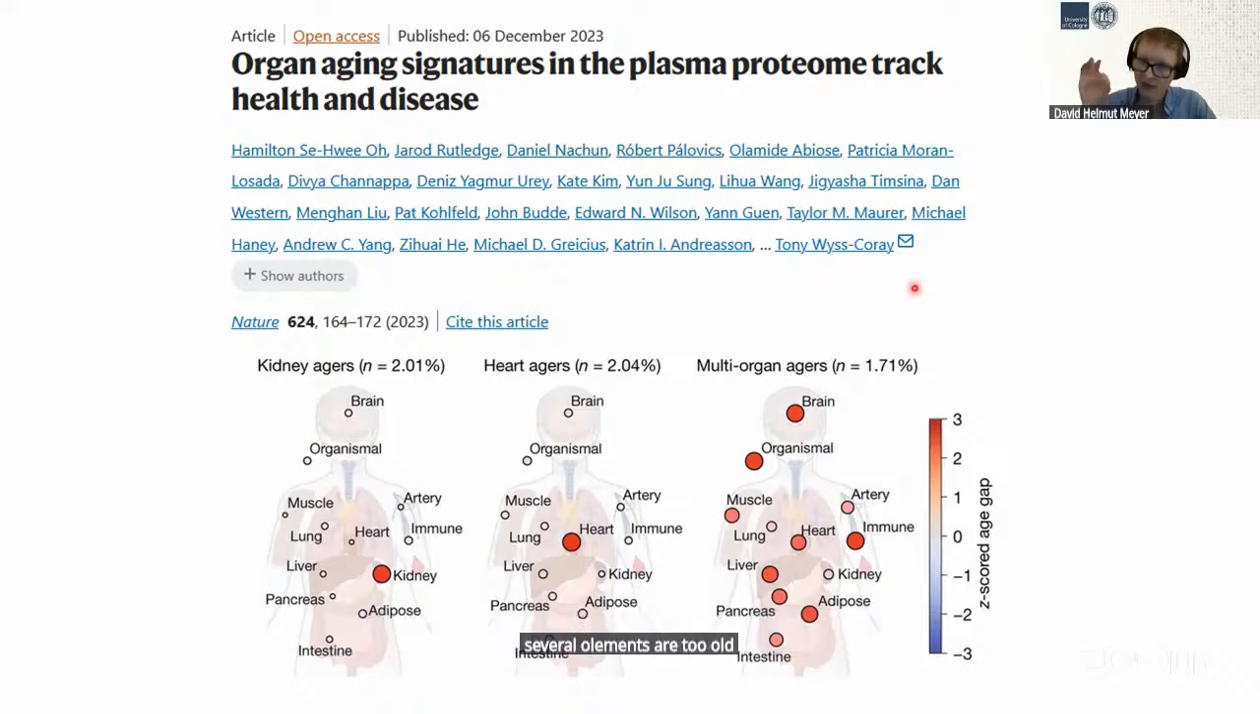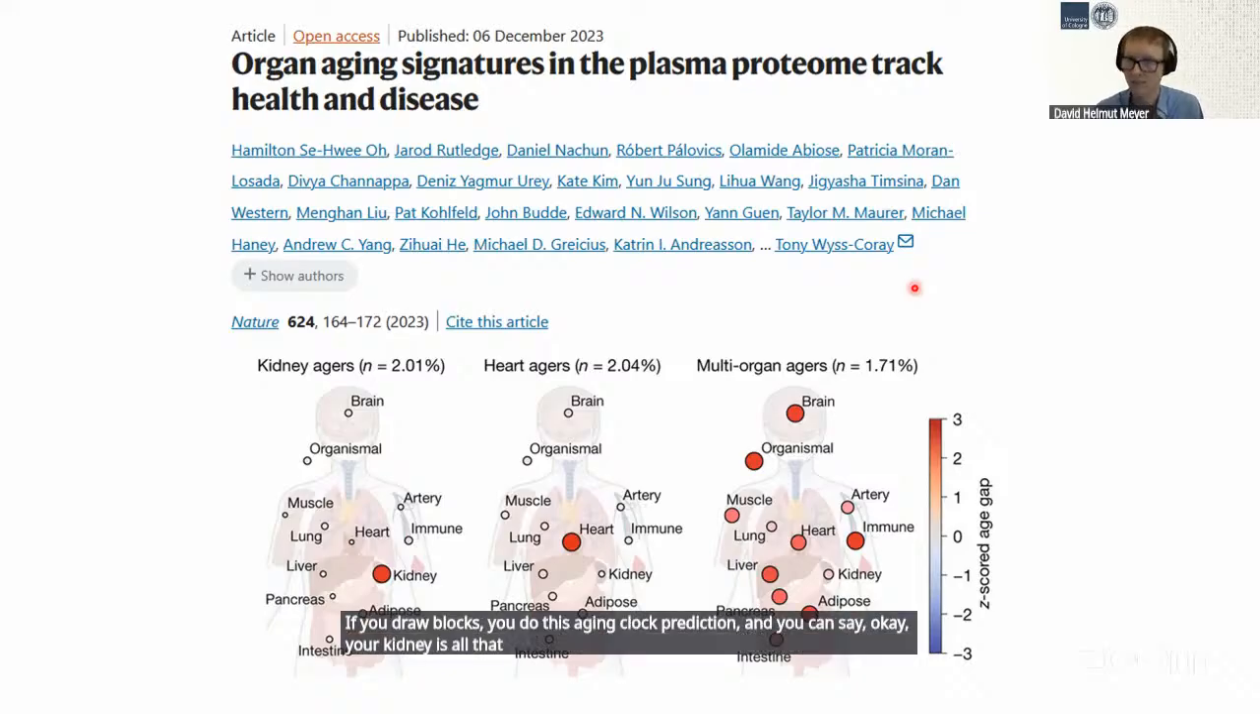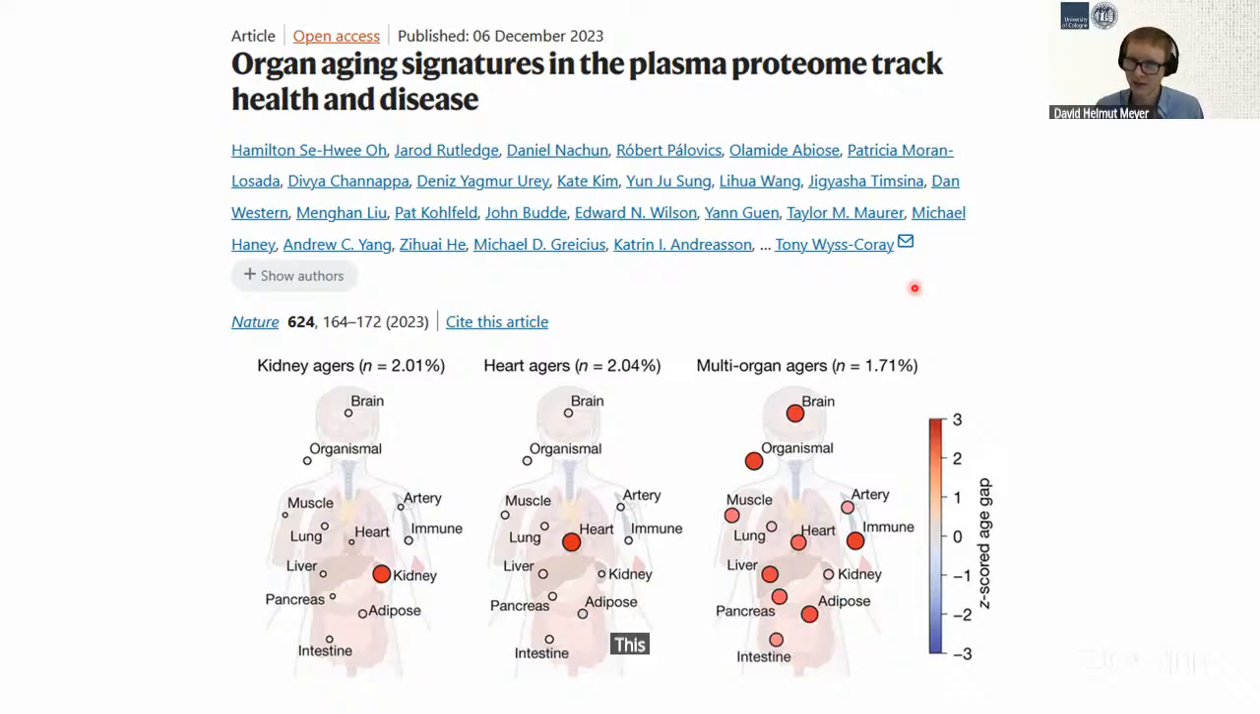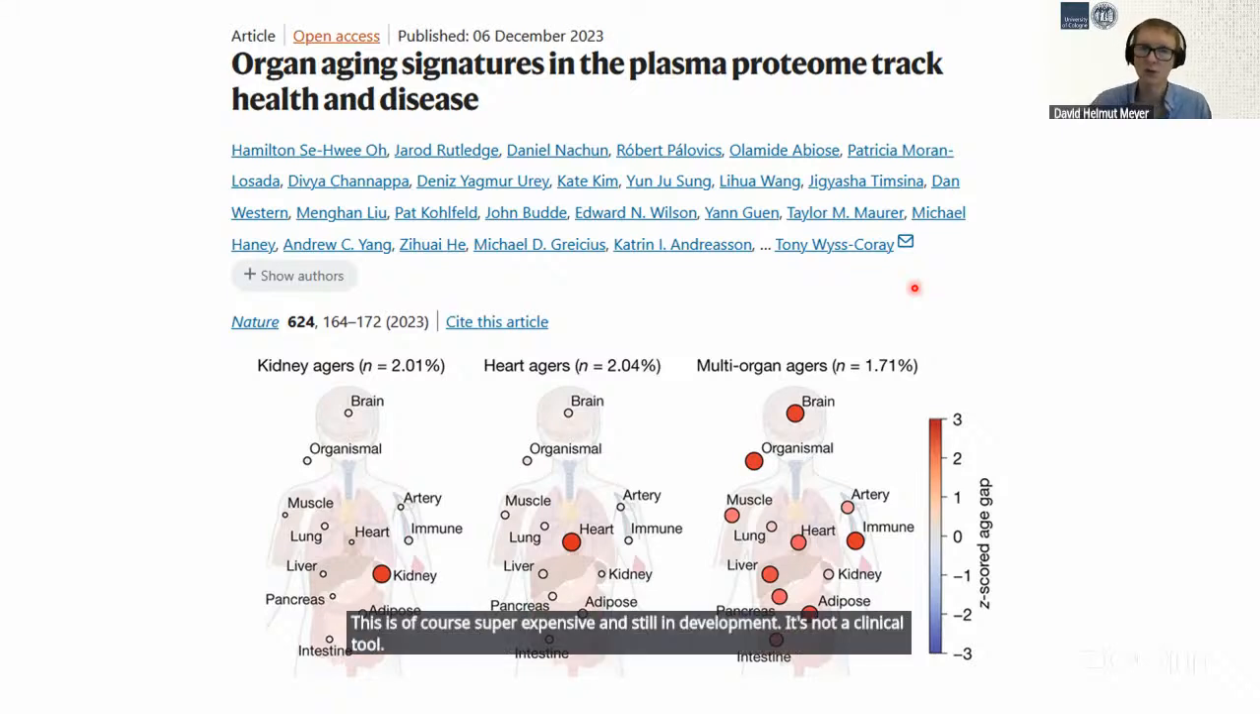So with this, you can even pinpoint it even better. You draw blood, you do this aging clock prediction, and you can say, okay, your kidney is older than it should be. We have to do something here. This is, of course, super expensive and still in development. It's not a clinical tool, but this shows where it could go in the future.